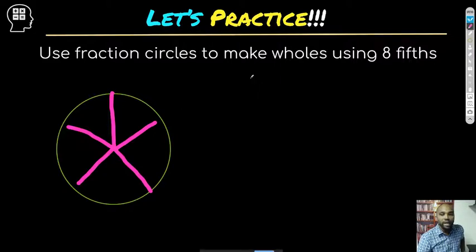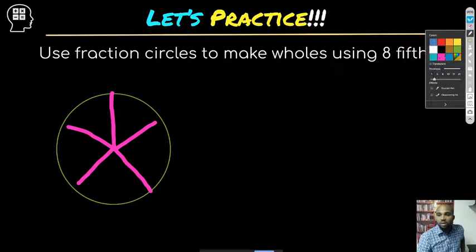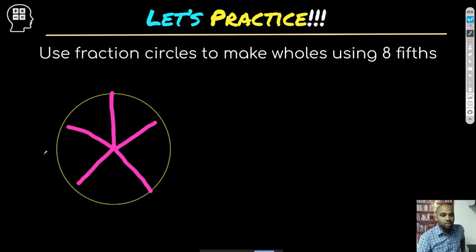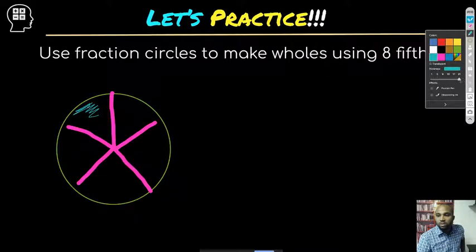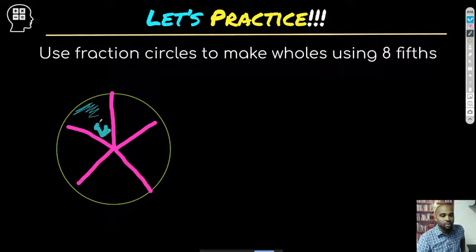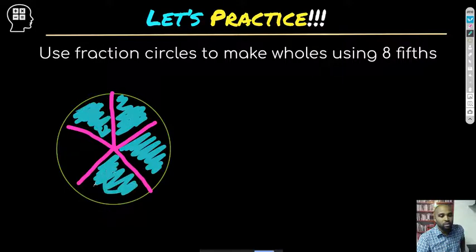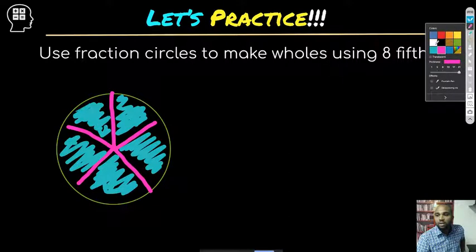So we want 8/5 though. Let me change the color and draw in our fifths. How many fifths do we have? We got 1/5. Let me make this a little bit thicker so it doesn't take so long. So we got 1/5 here, and we got 2/5, 3/5, 4/5, and 5/5. So we have 1/5 for each one of these: 1/5, 1/5, 1/5, 1/5, and 1/5. So all these fifths make 5/5.